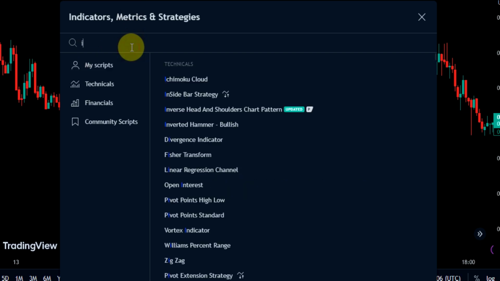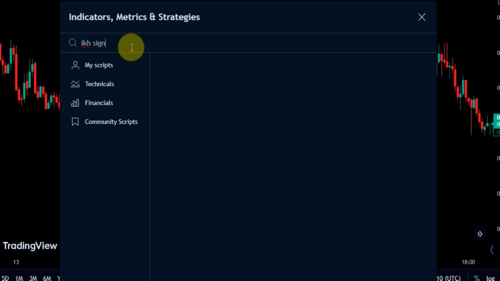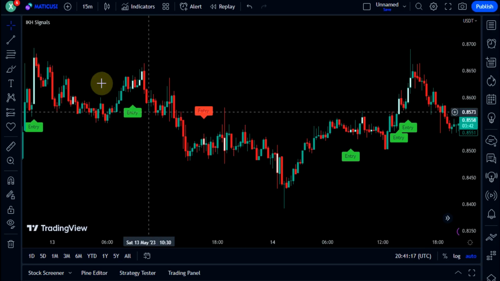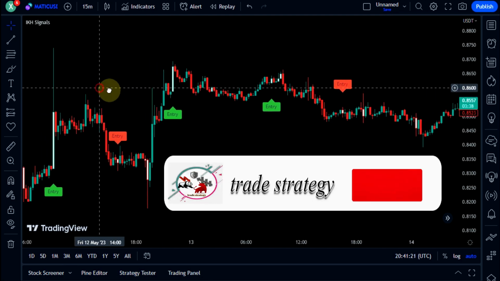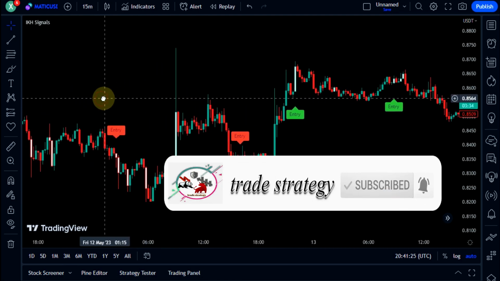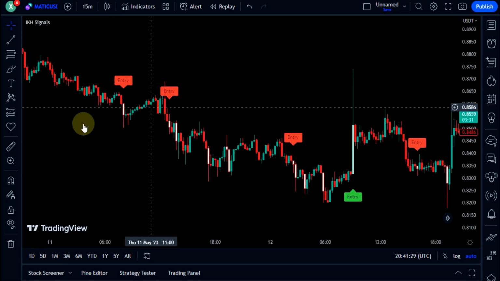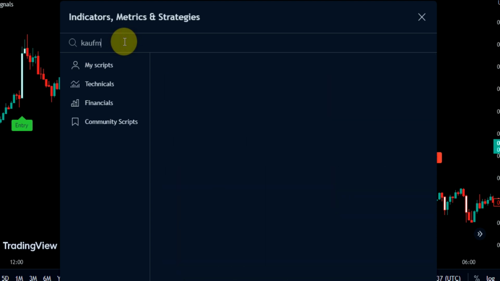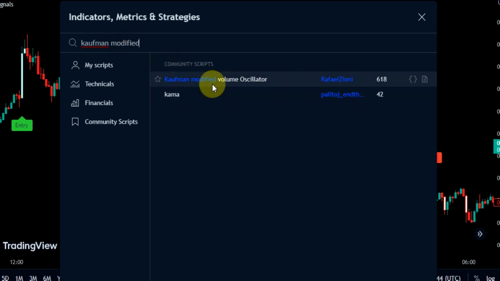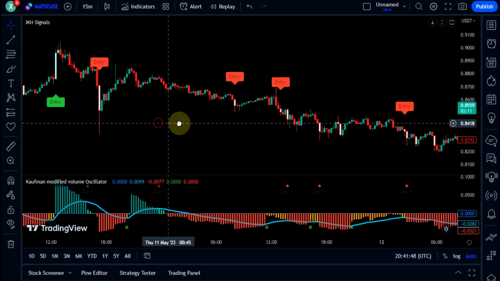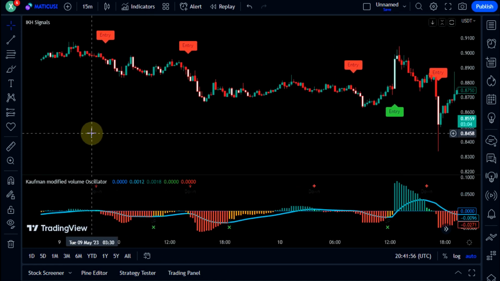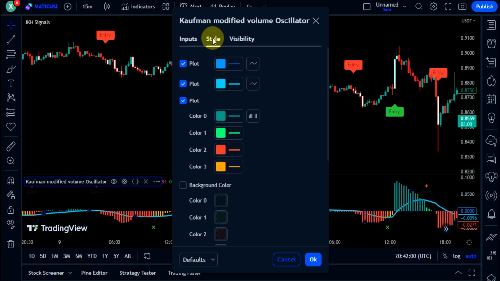The first indicator we need is IKH signal. The second indicator we need is Kaufman Modified Volume Oscillator. Enter the settings and make these changes.